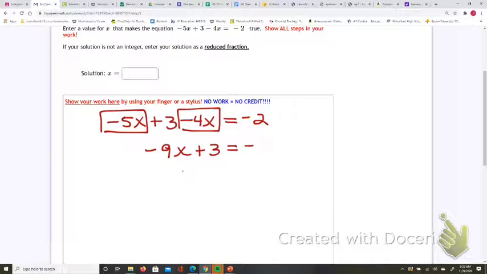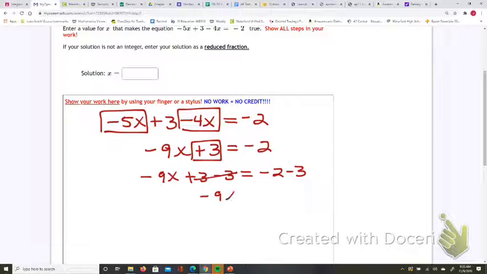In this case, you'll notice that we have a plus 3. We have to undo the addition. What is the inverse of addition? Subtraction. So we have negative 9x plus 3 minus 3 equals negative 2 minus 3. Always remember that whatever you do to one side, you have to do to the other side. Now, on the left side, we have 3 minus 3, which is 0. So we cross that out.